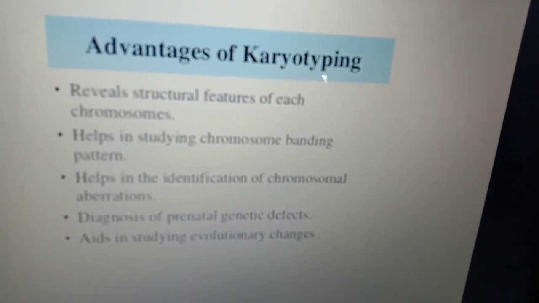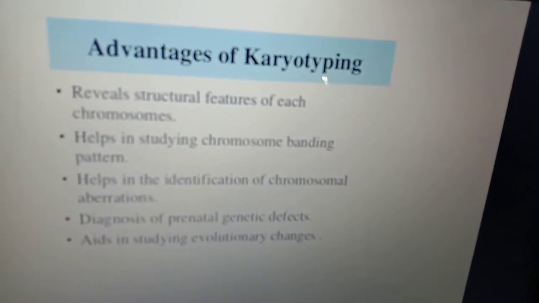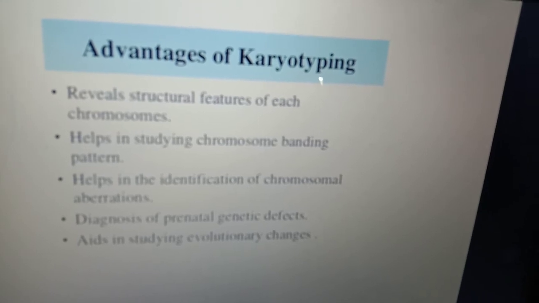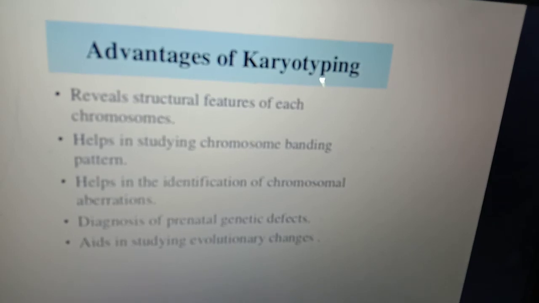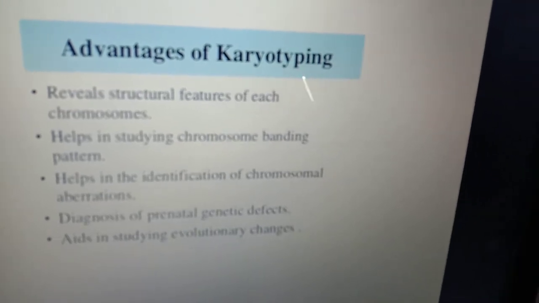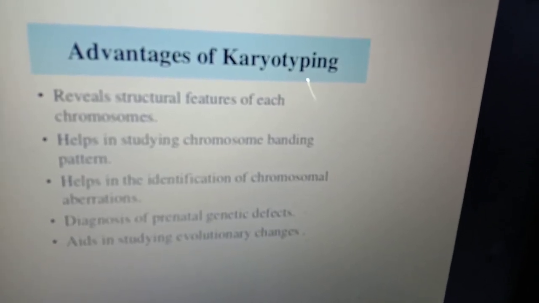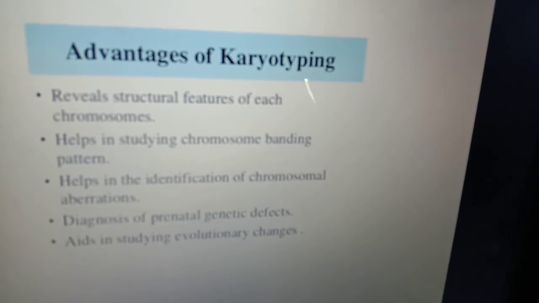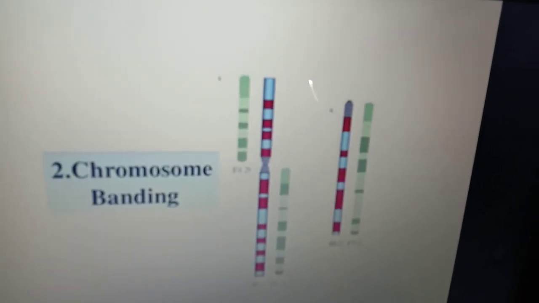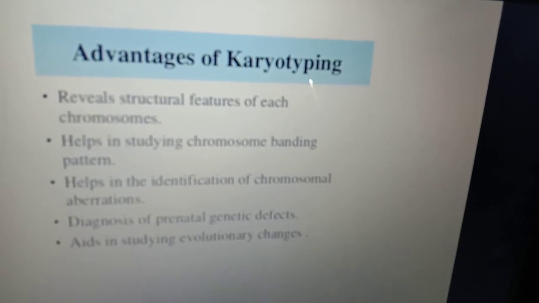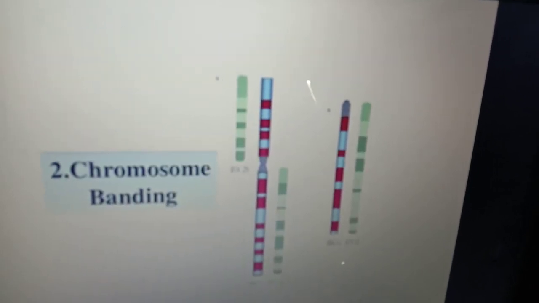Advantages of karyotyping: it reveals the structural features of each of the chromosomes, helps in studying chromosome banding patterns, helps in the identification of chromosomal abnormalities and diagnosis of prenatal genetic defects, and aids in studying evolutionary changes. So this is all about the advantages of karyotypes. In the next video we will study chromosome banding.